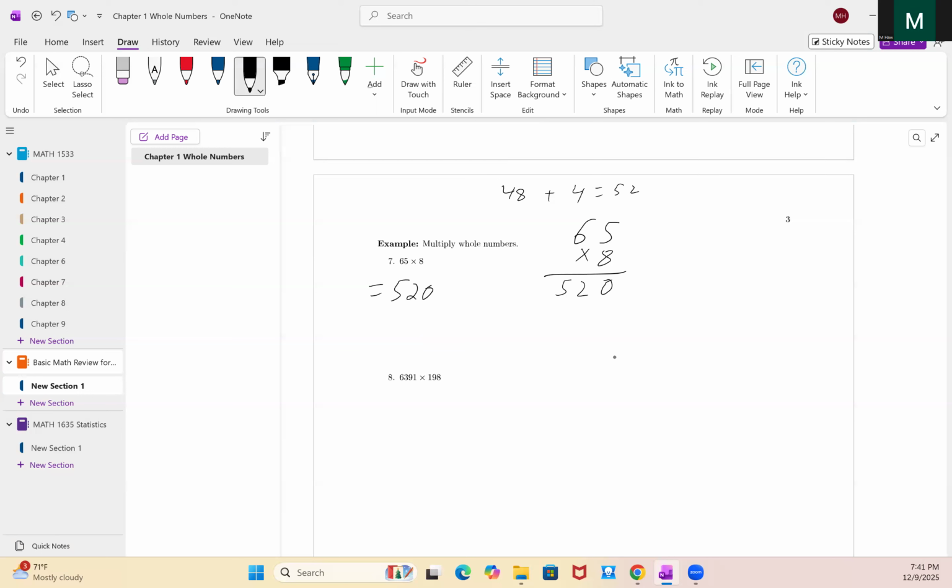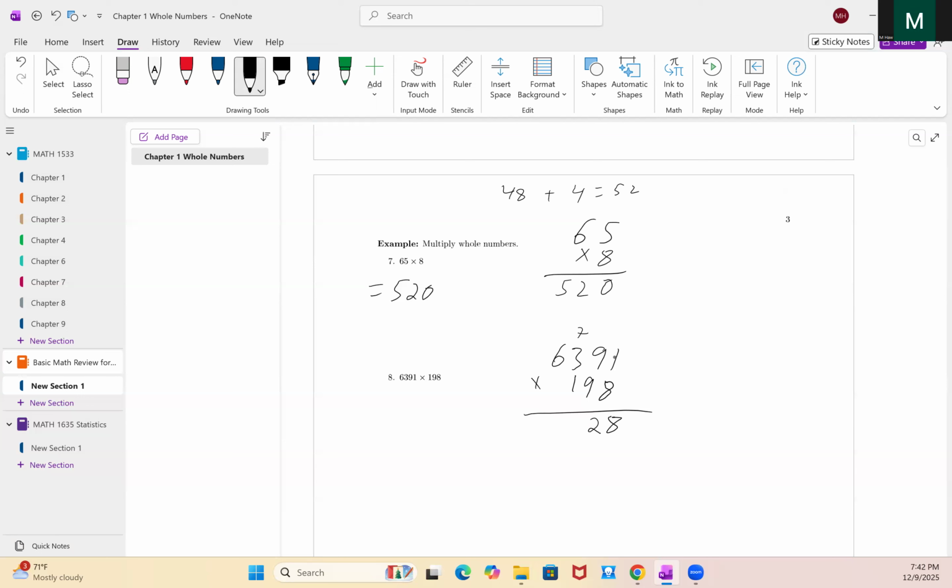Now let's multiply 66,391 times 198. So we start from the bottom right digit, the most right digit. We multiply each of the digits on the top number with it. So we multiply 8 times 1 is 8. We put it down. 8 times 9 is 72. We put down the 2, carry over the 7.